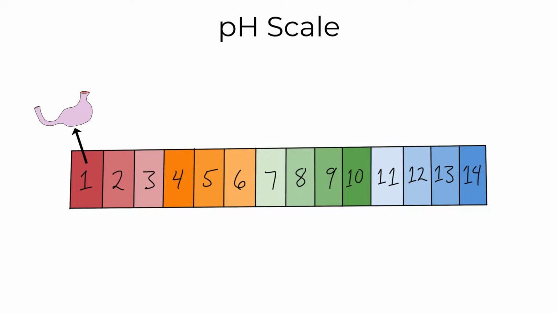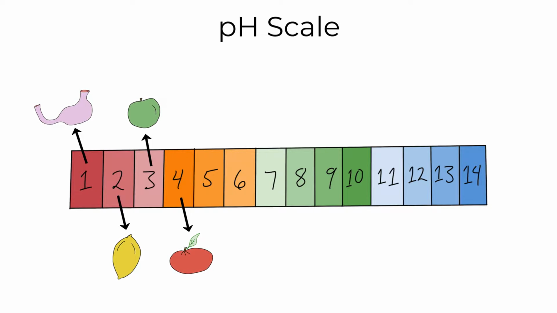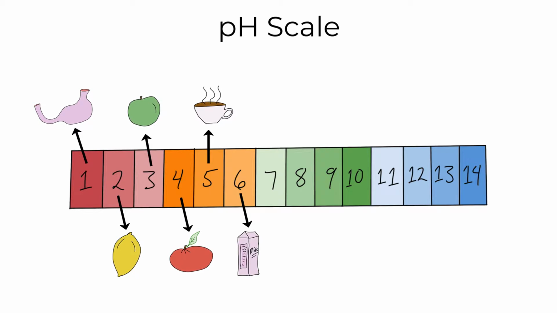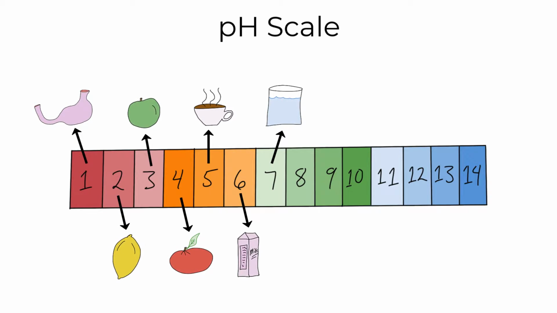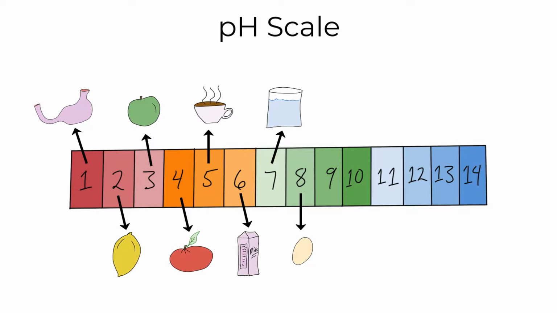Stomach acid has a pH of 1. Lemons have a pH of 2. Apples have a pH of 3. Tomatoes have a pH of 4. Black coffee has a pH of 5. Milk has a pH of 6. Pure water has a pH of 7. Eggs have a pH of 8.